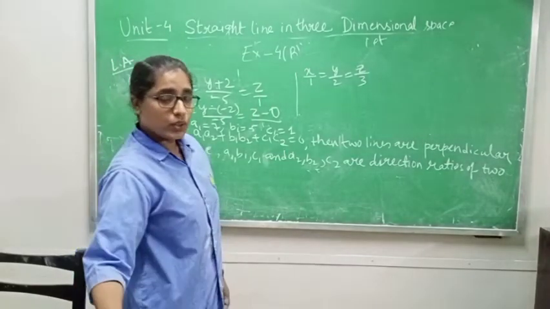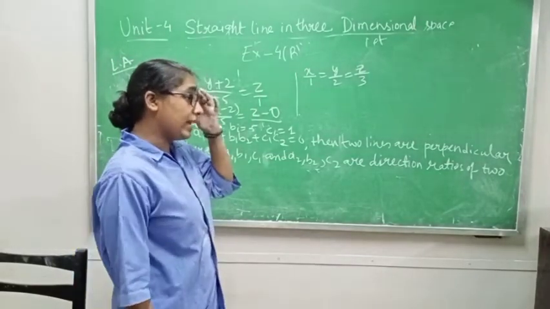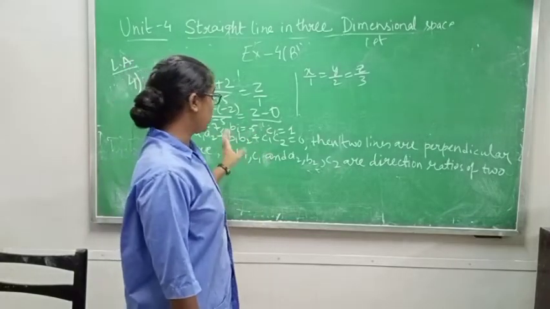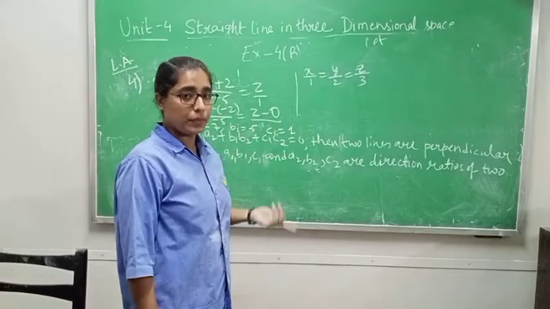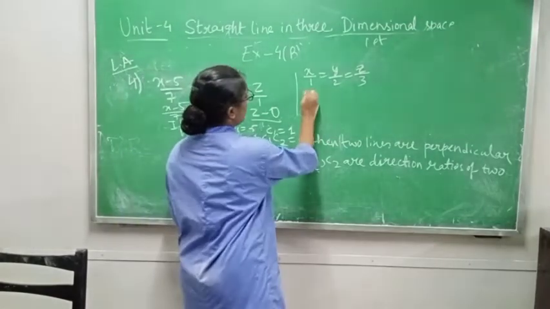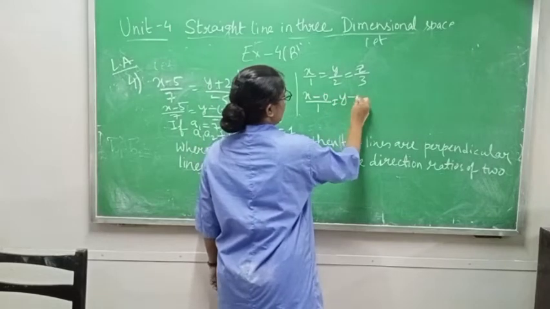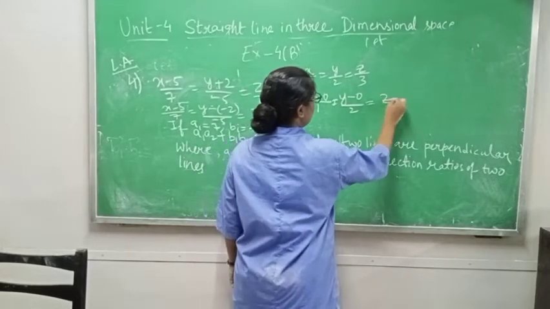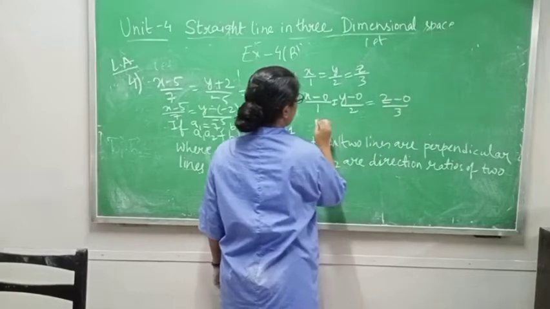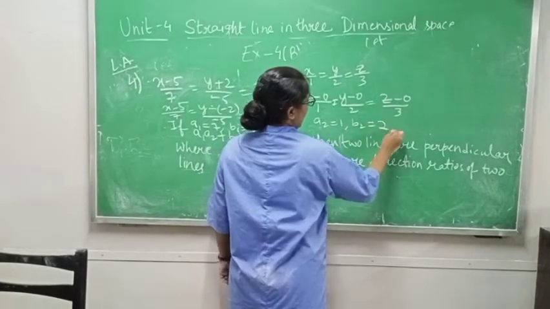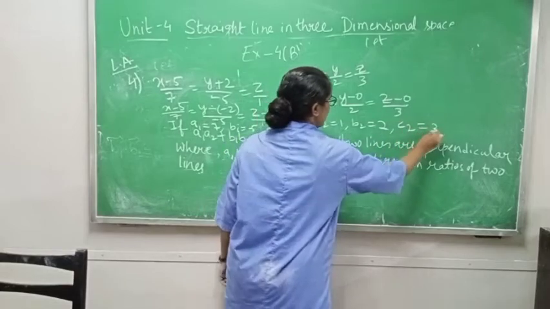You can use that one also, which we used last time, but that one is very lengthy. So you can use this one for showing that these two lines are perpendicular to each other. Here also (x − 0)/1 = (y − 0)/2 = (z − 0)/3. It means a2 value is 1, b2 value is 2 and c2 value is 3.